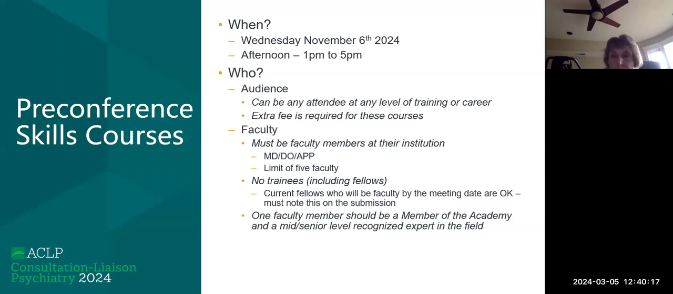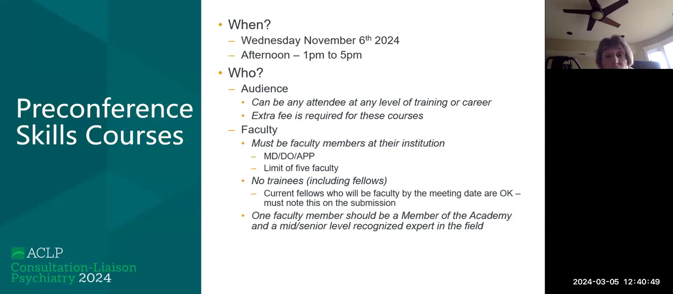The part we take submissions for is the Wednesday afternoon skills courses, which I'm going to give you an overview of right now. They'll be on Wednesday, November 6th. They're in the afternoon from 1 to 5. Your audience can be any attendee at any level of training or career, which admittedly makes it a little hard to target your course and your abstract. People are paying extra for these courses, so we're looking for very high quality courses that teach specific skills.